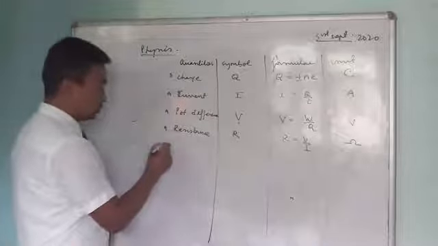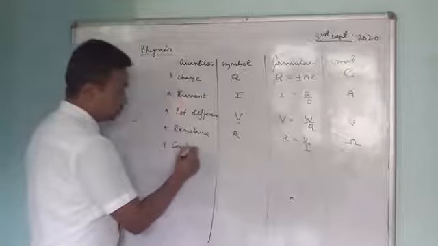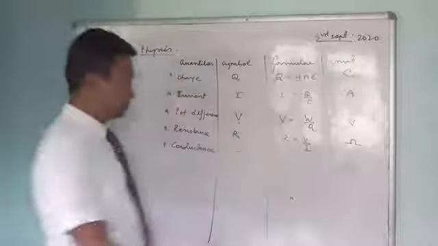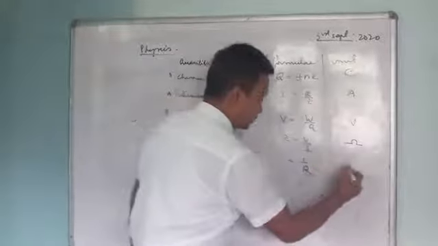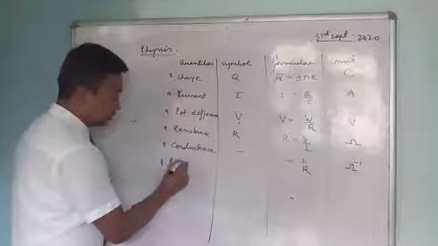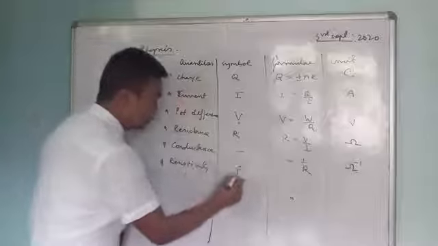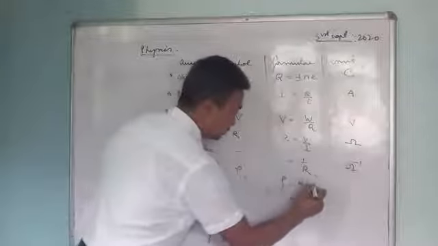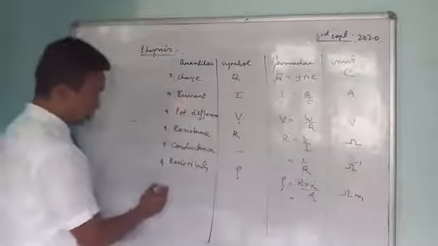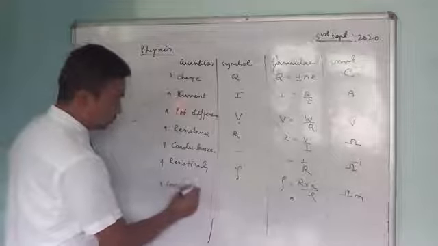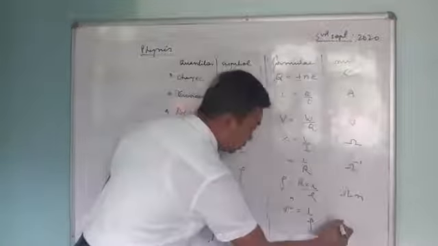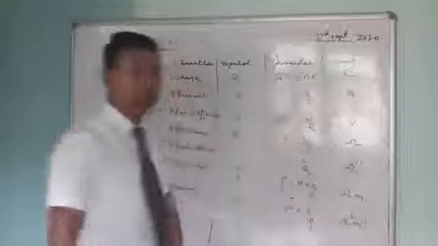Then you learned the reciprocal of the resistance. It is conductance. The symbol for the conductance is not given. The formula is 1 by R. The unit is ohm to the power minus 1. Then you have learned today resistivity. Symbol is rho. The formula is R into A by L. The unit is ohm meter. Then you have also learned today the conductivity. The symbol is sigma, 1 by rho. The unit is ohm to the power minus 1, meter to the power minus 1.